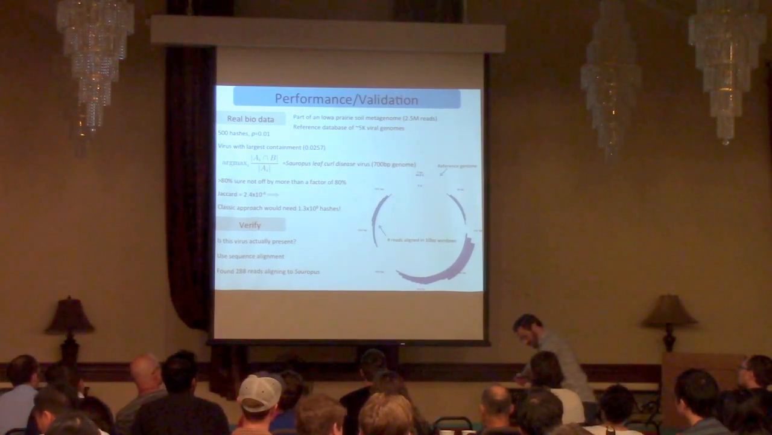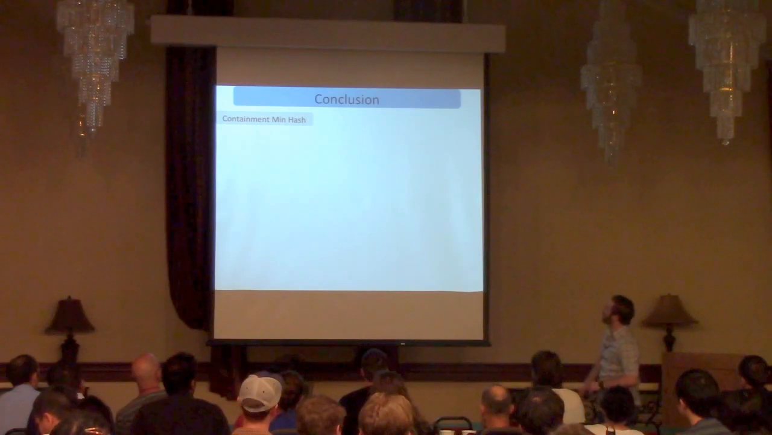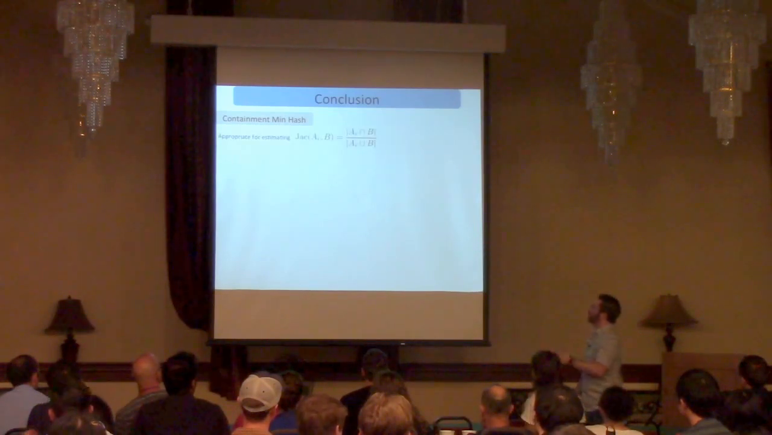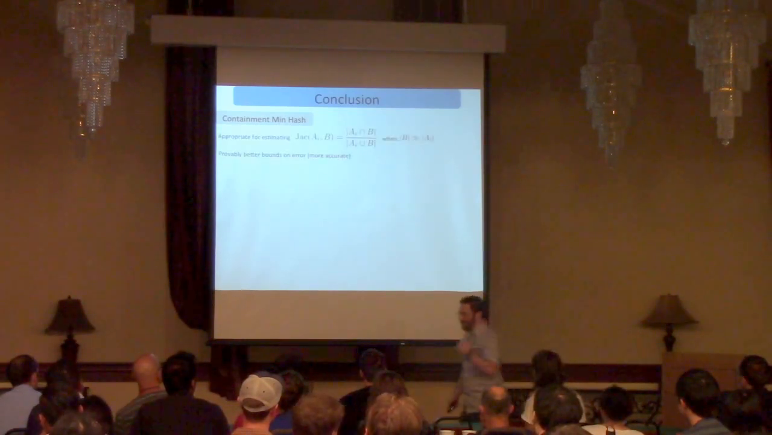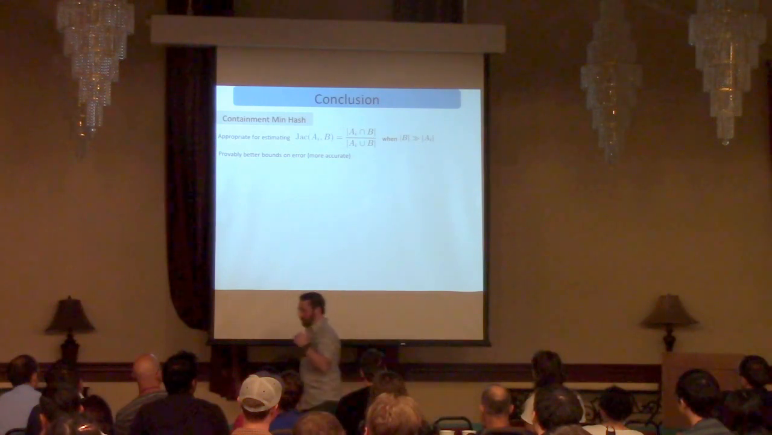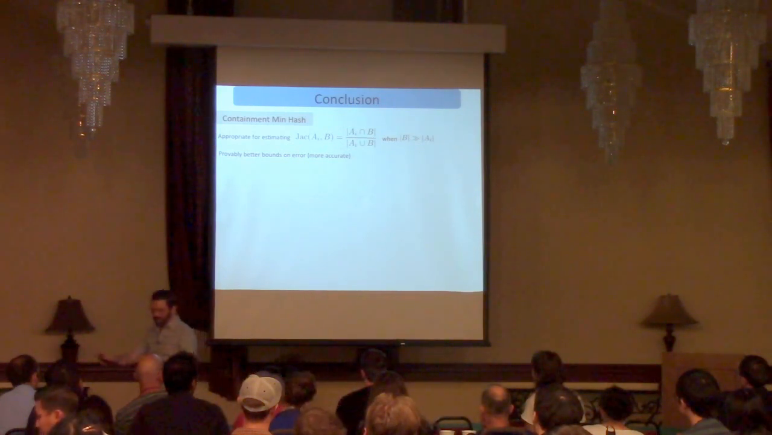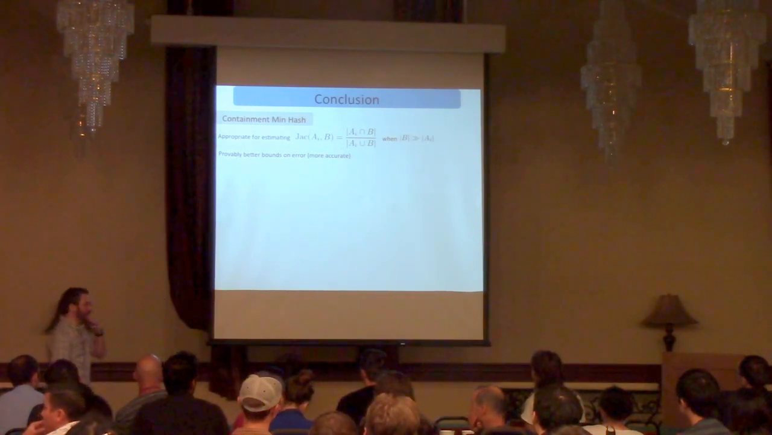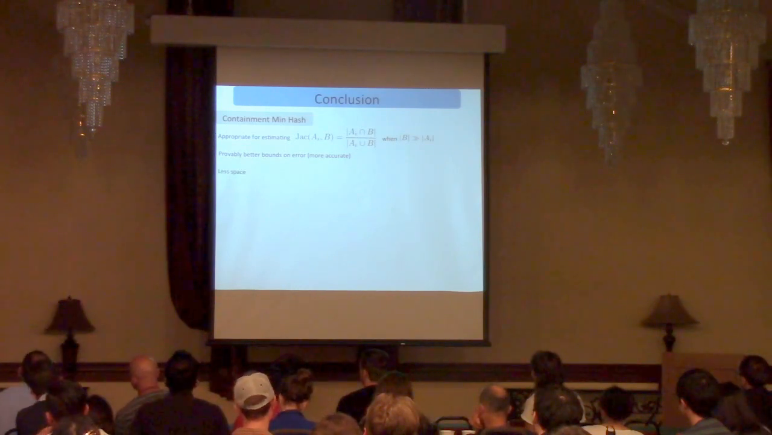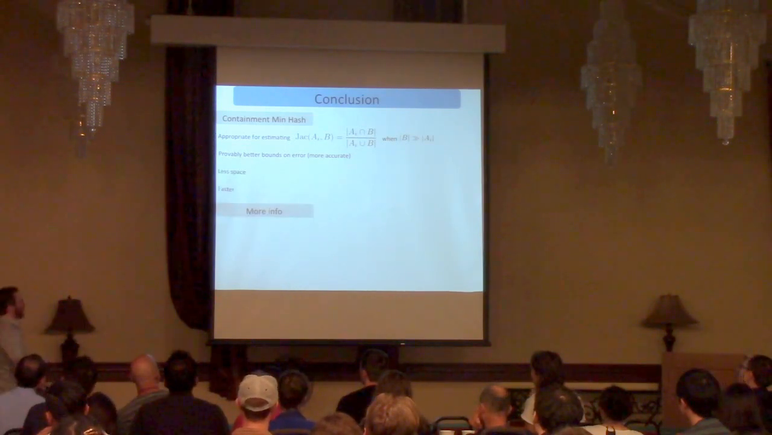Okay, 2 minutes over time. So containment min hash is appropriate for estimating Jaccard when one of the sets is a lot bigger than the other. And you definitely want to use some sort of probabilistic set membership approach because it's more accurate, uses less space, and it's faster. So why not?